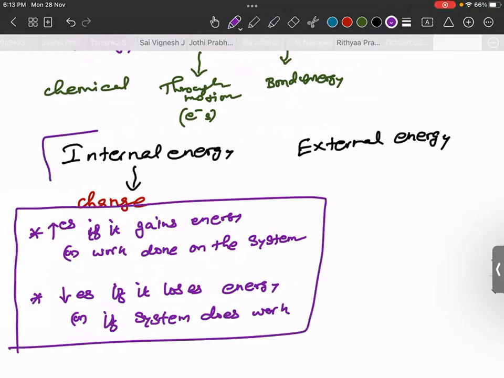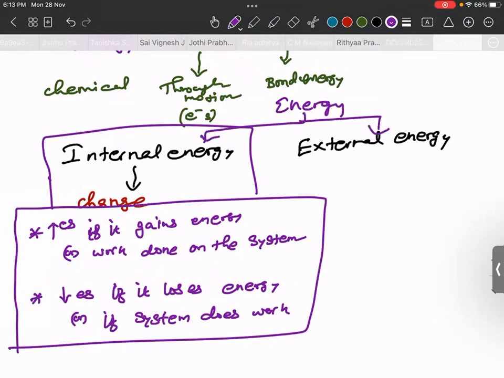First we are going to see it in the form of energy. Energy can be internal or external. The internal energy can be changed. It increases when it gains energy, and it decreases when it loses energy. Gaining energy means work is done on the system. Losing energy means the system does the work.